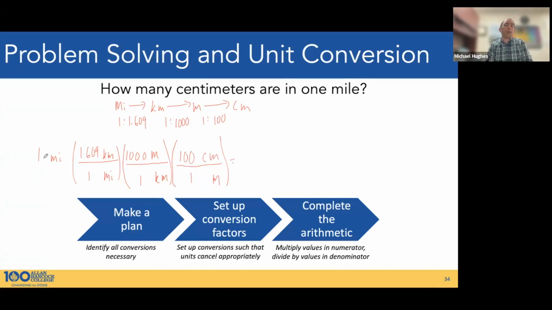And we take 1 mile times 1.609 times 1,000 times 100, and we get 1.609 times 10 to the 5th centimeters. Miles cancel with miles, kilometers with kilometers, meters with meters. 1 times 1.609 times 10 to the 3rd times 10 to the 2nd is 1.609 times 10 to the 5th centimeters.